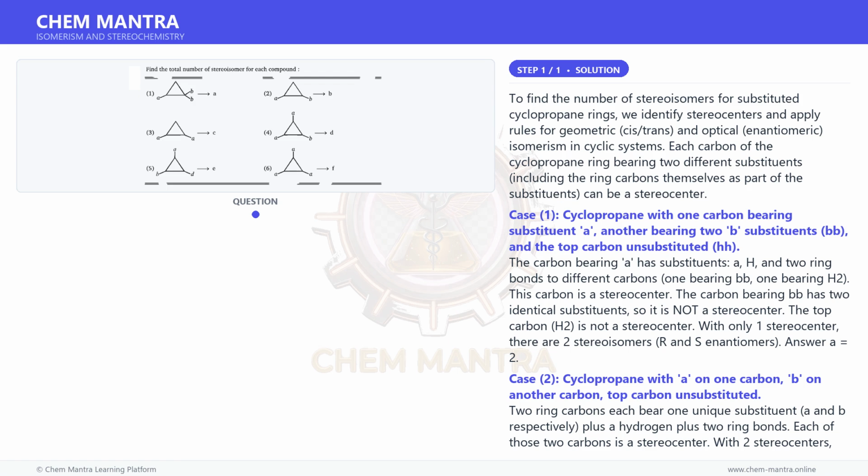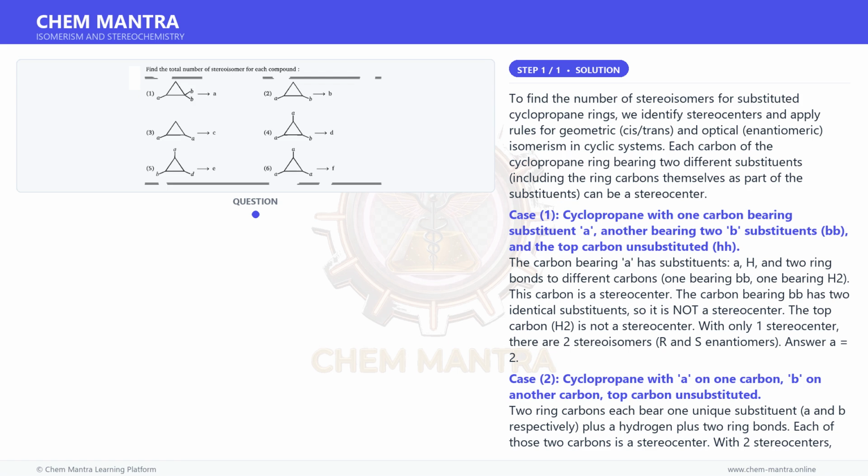The carbon bearing A has substituents A, H, and two ring bonds to different carbons, one bearing BB, one bearing H2. This carbon is a stereocenter. The carbon bearing BB has two identical substituents, so it is not a stereocenter. The top carbon, H2, is not a stereocenter. With only one stereocenter, there are two stereoisomers, R and S enantiomers. Answer A equals 2.